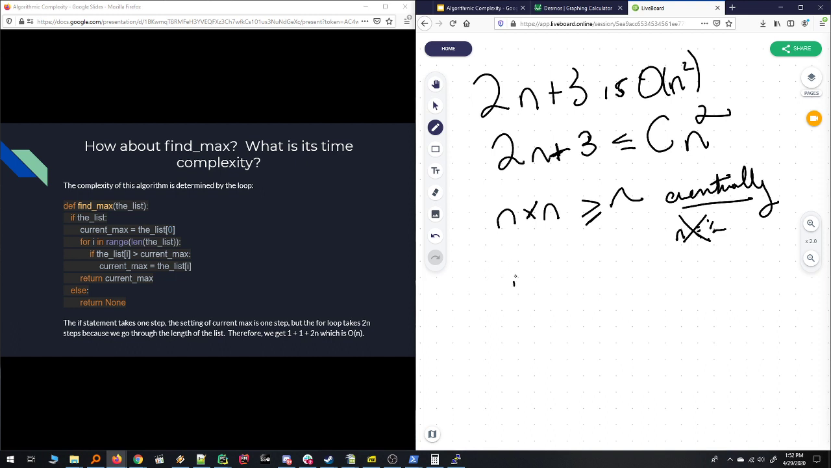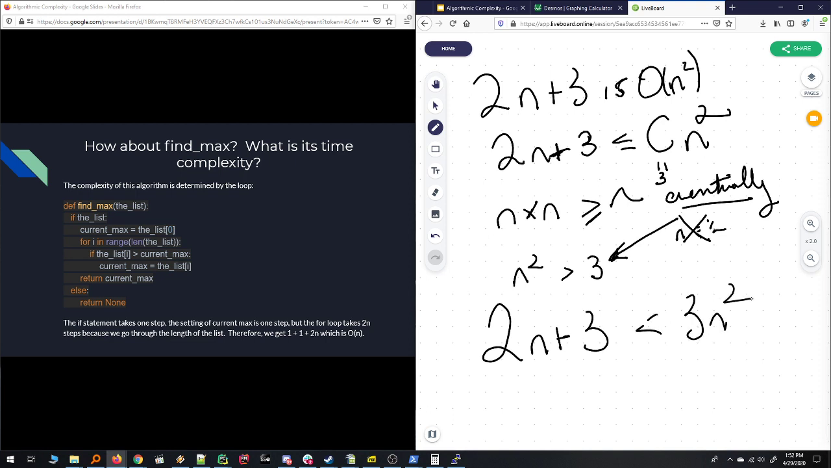The other thing I can say is that n squared is also bigger than 3. Also eventually, right? And it doesn't take long for that to happen, because all I have to do is plug in n equal to 3. And all of a sudden, n squared is 9. And once I plug in anything larger, it's going to work. So I can basically pick the same constant. Technically, I could pick the constant 1, but I could even be very lazy and just pick the constant c to be 3. And so then I get that 2n plus 3 is less than 3n squared eventually.